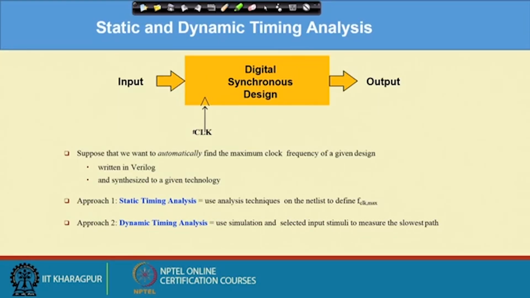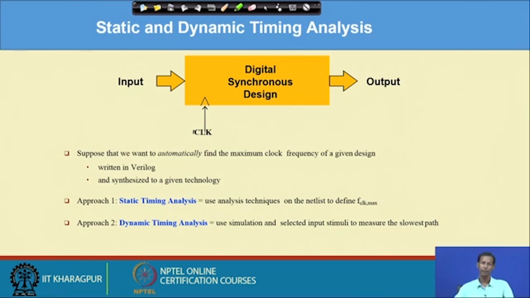But in the dynamic timing analysis approach, what we do is use simulation based timing analysis. Simulation timing analysis means we give some selected input stimuli. What I said is that for static timing analysis the input is not defined, that means the corresponding combination of inputs we have not considered.